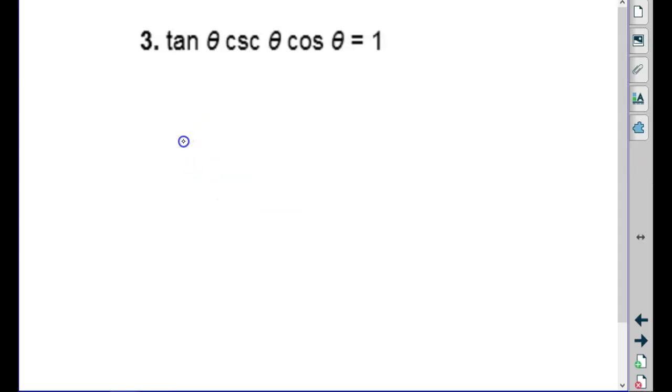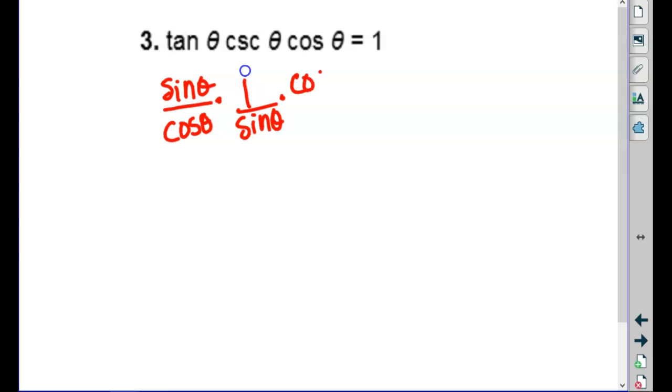Number 3. I'm thinking left side, yes? Can you try this one on your own real quick? Change to sines and cosines and see if everything divides out. I'm thinking this is a super easy one, maybe. Let's see. Okay, divide, divide, divide, divide. 1 equals 1, right? Yeah.